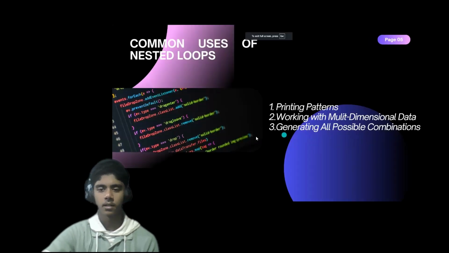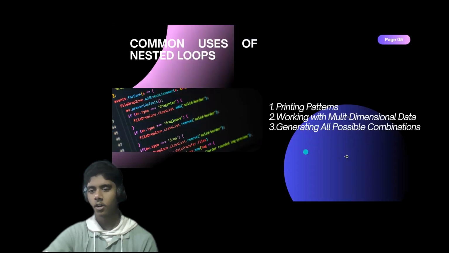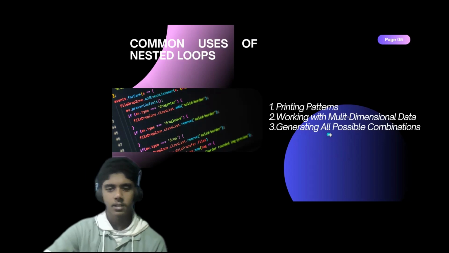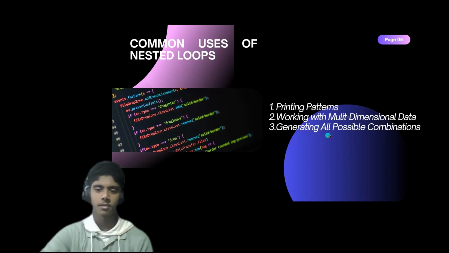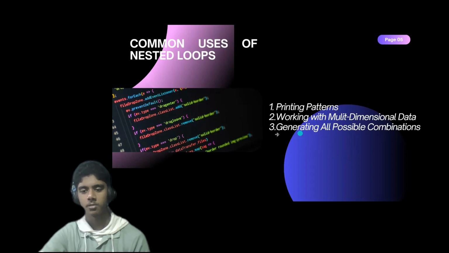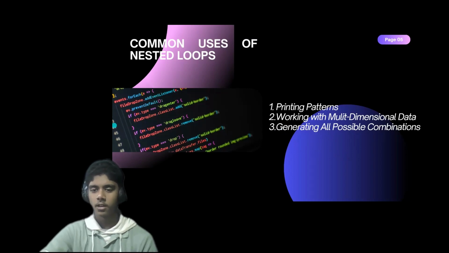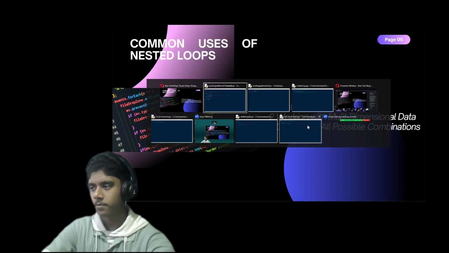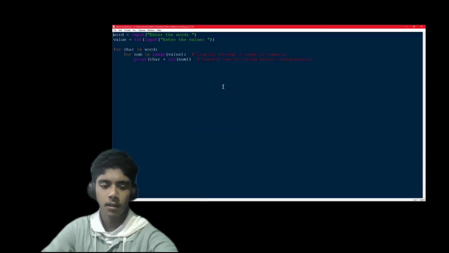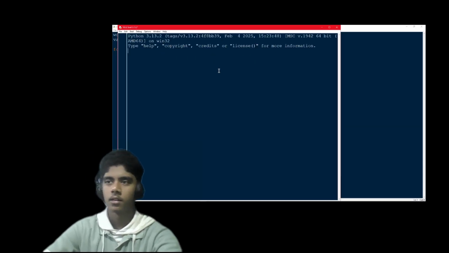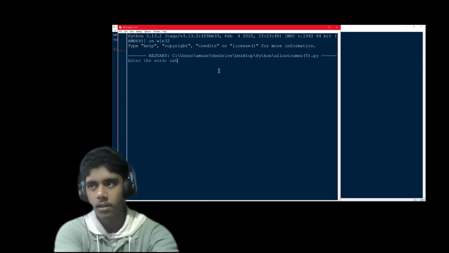Coming to the third case, generating all possible outcomes. Nested loops are used in brute force algorithms like cracking passwords or generating possible character combinations. Here is an example code for it. Running it, we enter a word, cat, and we enter a value.